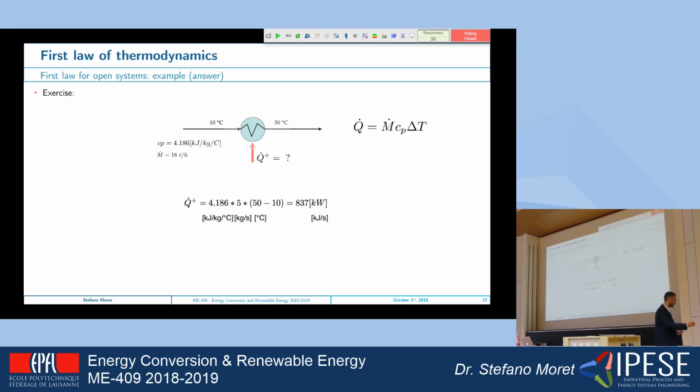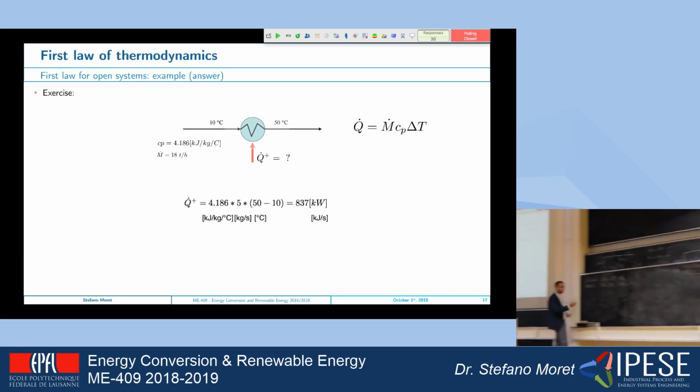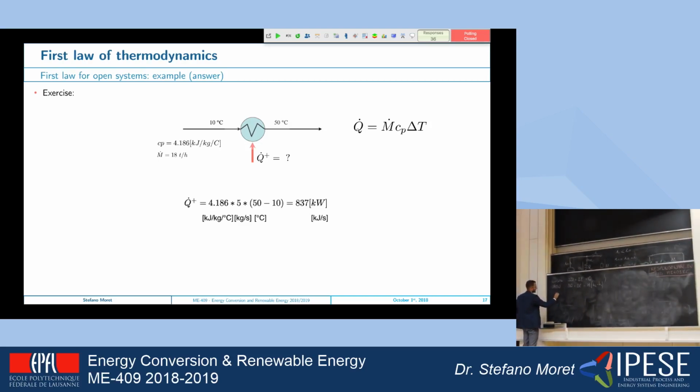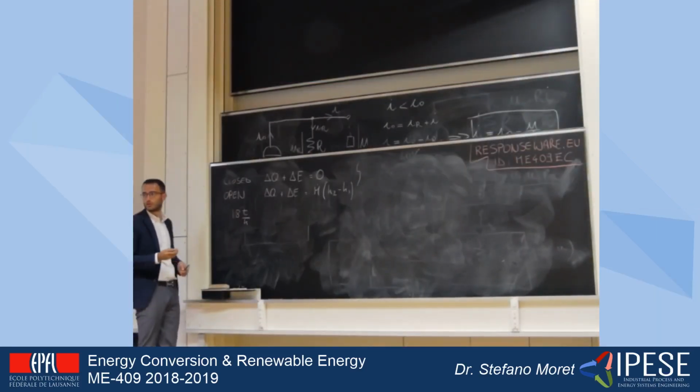Maybe I can show it to you here. So let's look at this case. If you want to be sure not to be wrong, in this case you have to convert 18 tons per hour. So you have to multiply this.